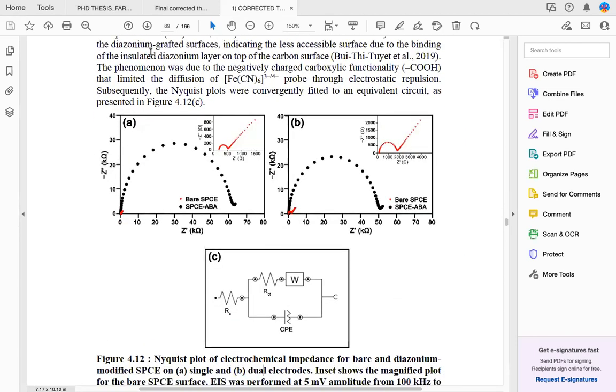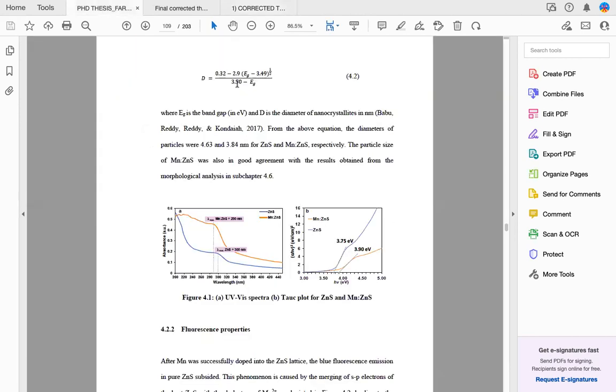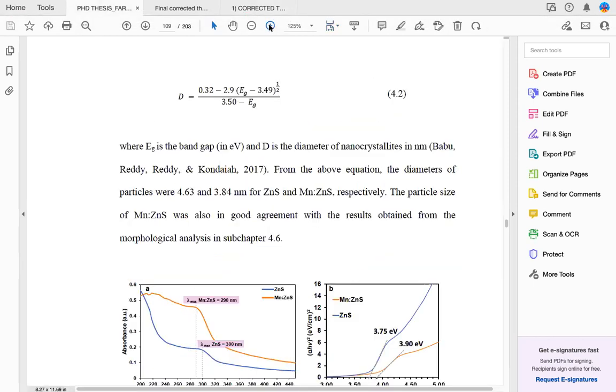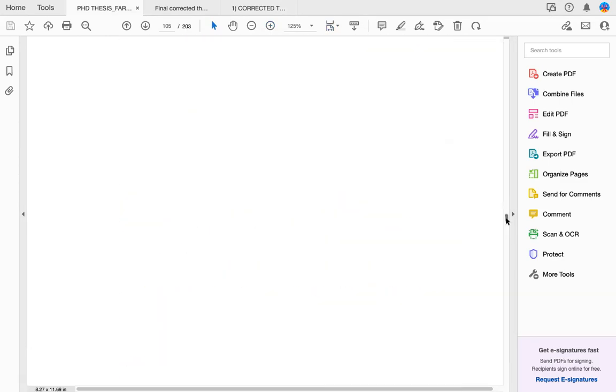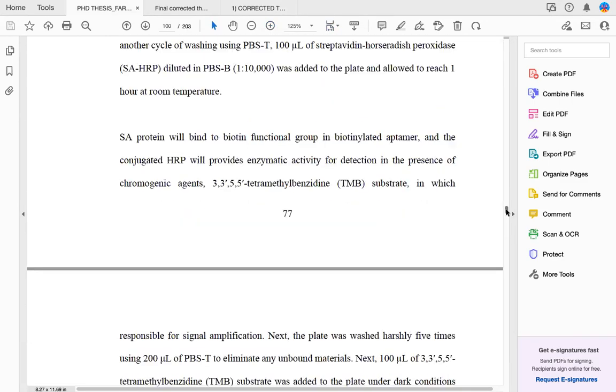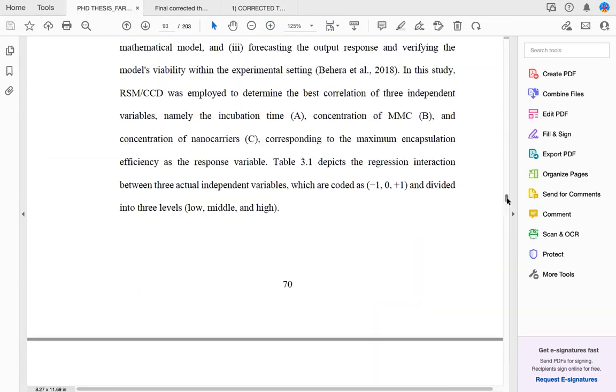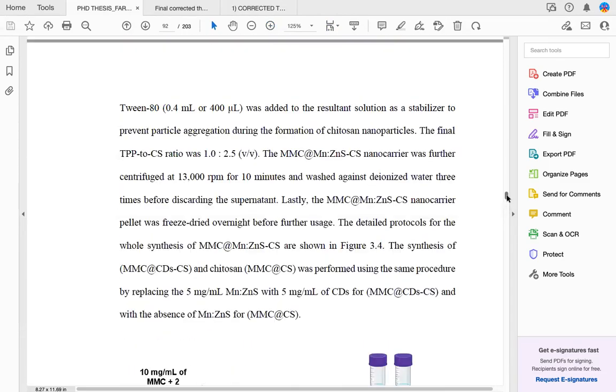Okay, let's stop there. Let's look at another example, which is more relevant to you. Now, this is the second example of a thesis. So I want you to observe the flow chart first.